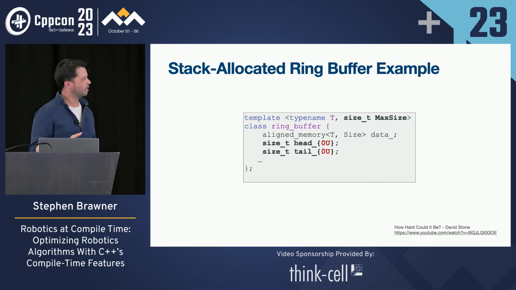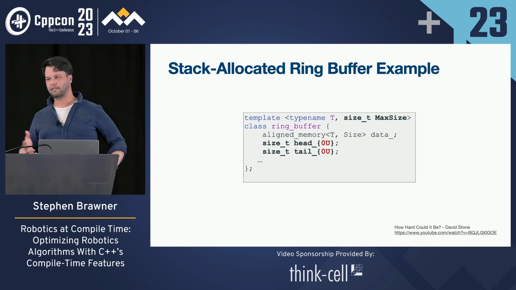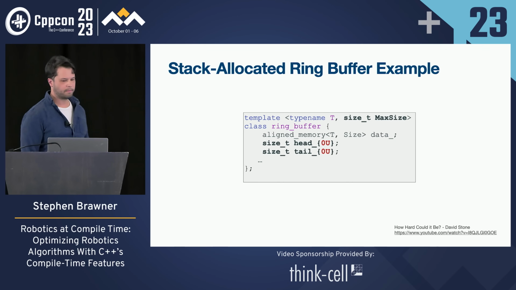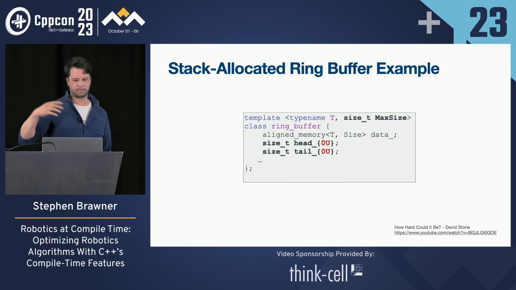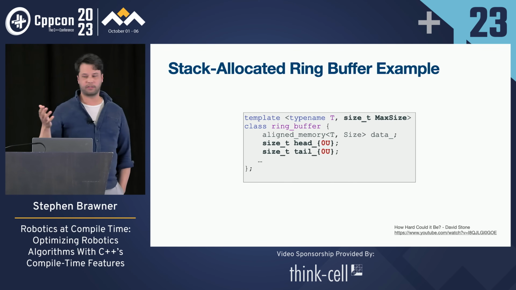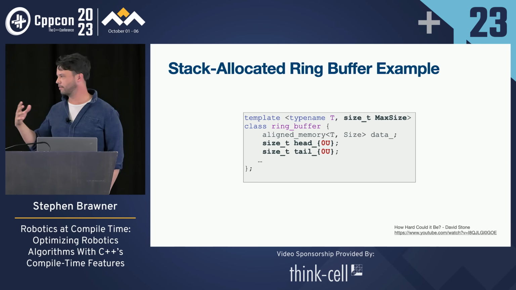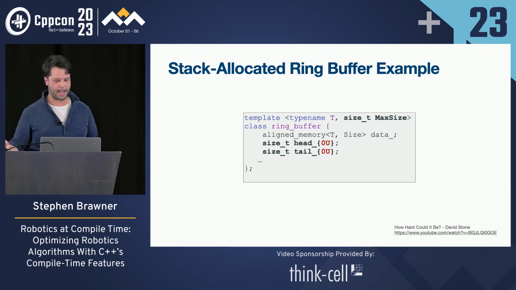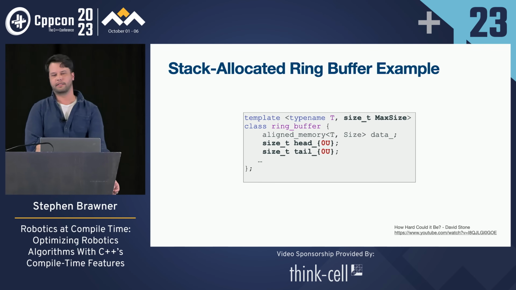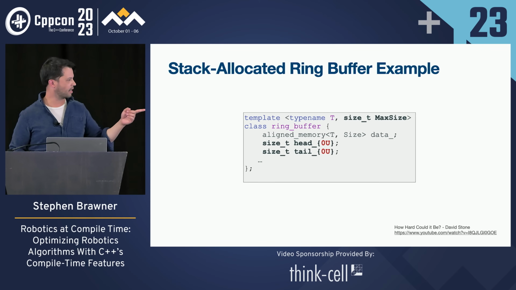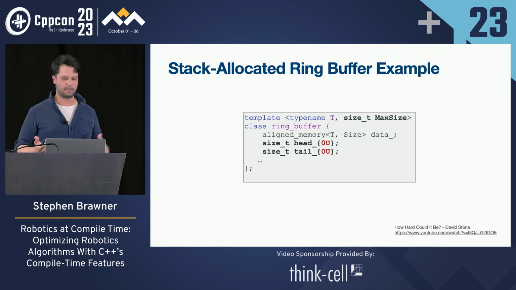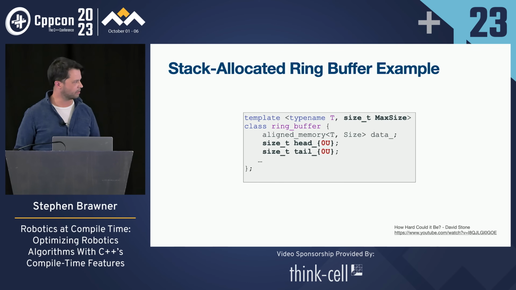I'll start off with a simple example that is not exactly or specifically robotics related, but maybe is something that generally everybody can understand. So take your classic ring buffer. If you're going to do a stack allocated version, you have a type name T and the max size. And while the aligned memory part is interesting, I'll point you to this talk I really like by David Stone, How Hard Could It Be, that's about static vector. Ring buffer is kind of a similar example.